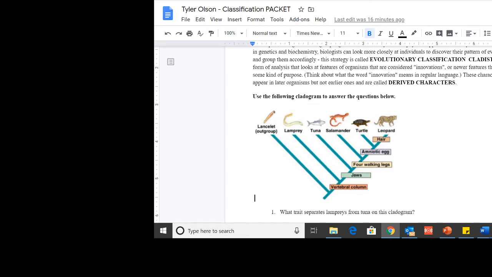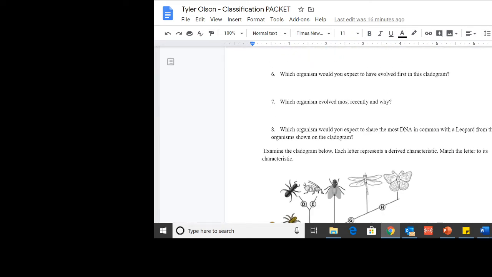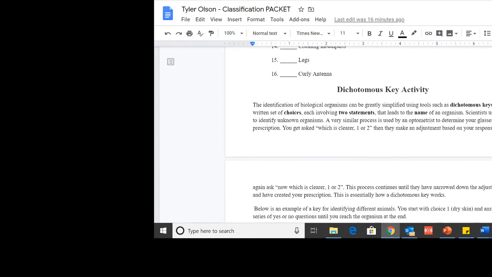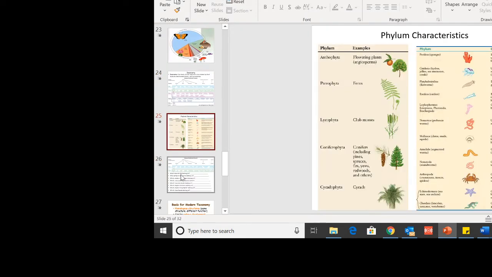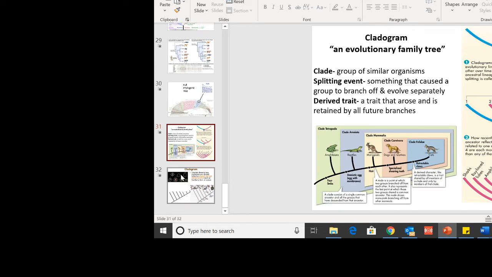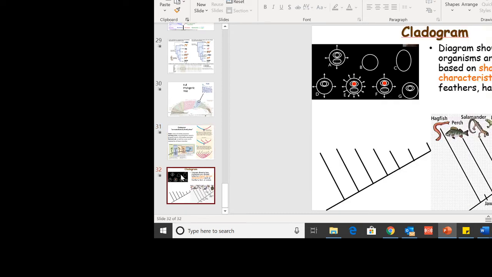Okay, and so make sure you read through this. That'll be helpful in trying to understand these cladograms. You'll have some questions to answer on those. I've also included that. There's another cladogram. I've also included that in the notes, so you can take a peek at your notes and look at cladograms as well. Okay, and so there's those trees that we talked about.